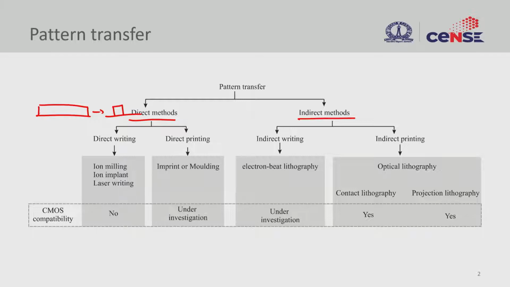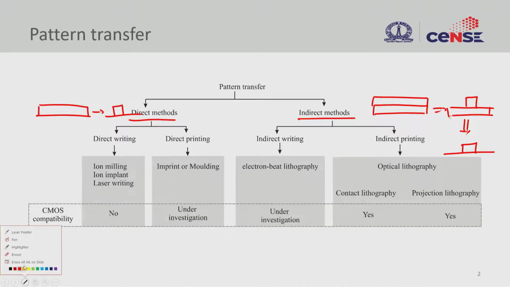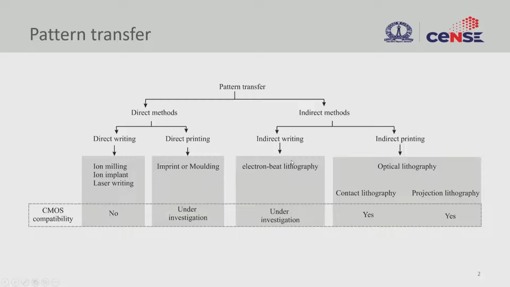But in indirect, I will use an intermediate layer, right, to transfer the pattern. So first I will transfer the pattern to this intermediate layer and then I will transfer it to the subsequent layer, right? So this is how I do intermediate patterning, right? So that is the major difference between direct and indirect patterning, right? So within the direct patterning method and the indirect patterning method, we have a subdivision, right? It's a subdivision of writing and printing, right? Both in direct, we also have it in indirect.